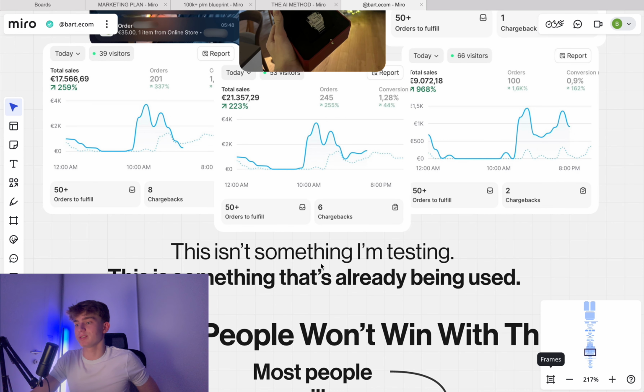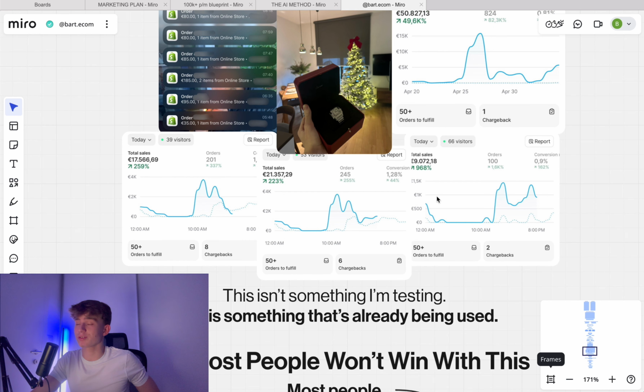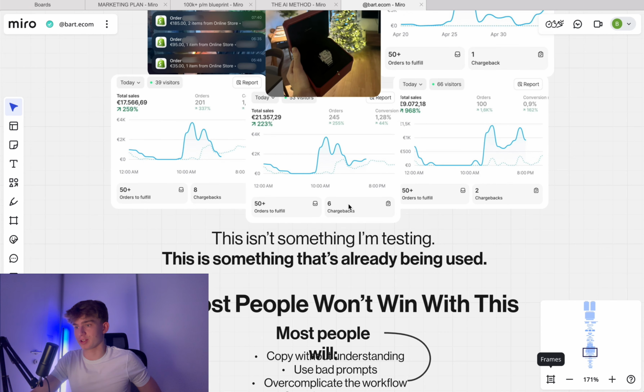And this isn't something that I'm just testing. It has already been used. It's not just me. Other people are doing it. Some are doing better and some are doing worse. Nonetheless, everyone is printing right now, especially with AI.